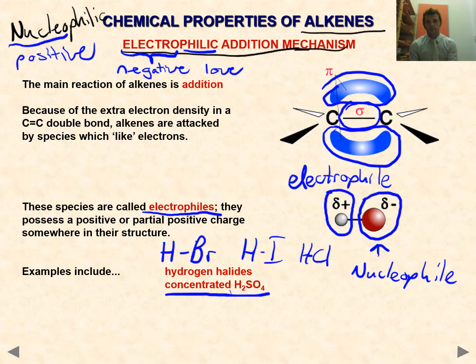I've touched on this really briefly before, but just remember when you see this word electro, it means negative charge or electron, and then philic just means love. So you're looking for things that are going to love the negative, and then nucleo just means positive.